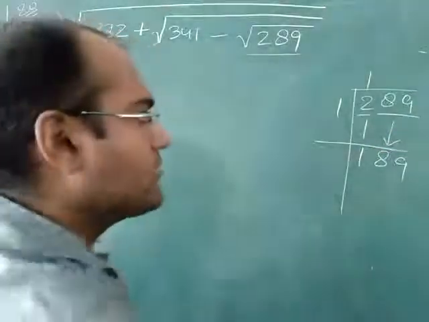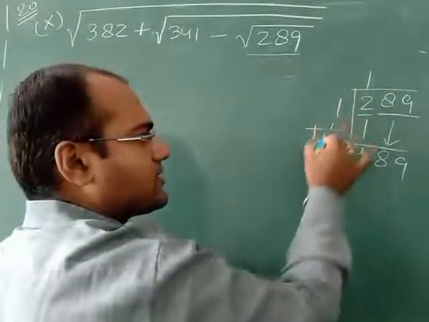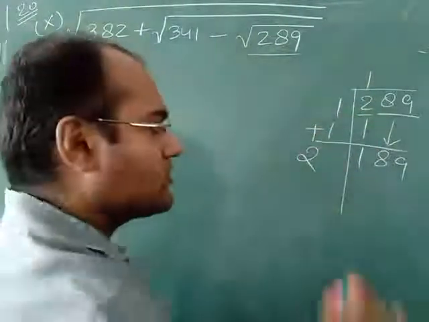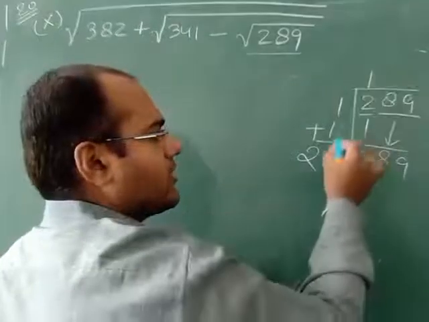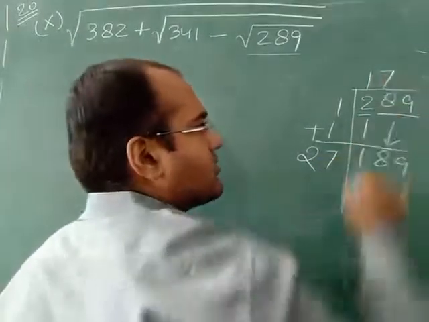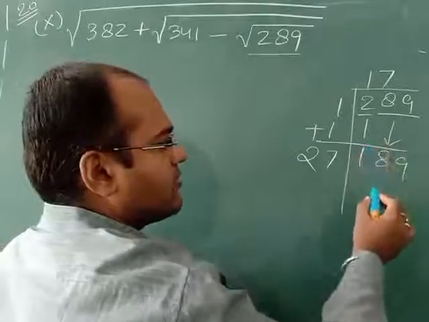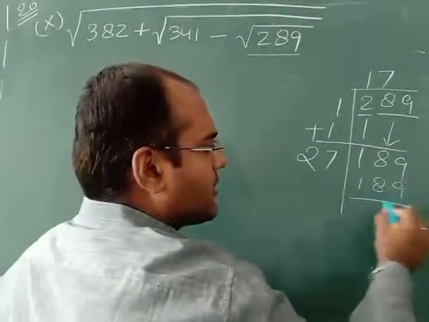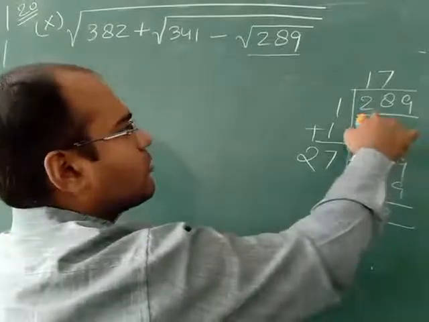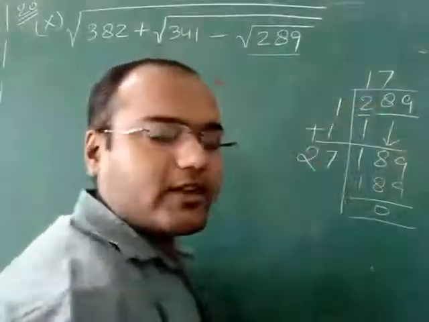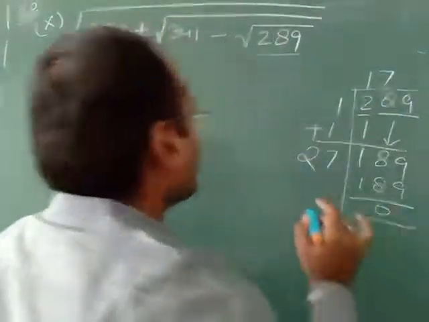Now what you have to do? This 1 we have to add. 1 plus 1 will become 2. Now the same number I have to write here also and here. If I write 7, then there also I have to write 7. So 27 times 7 is 189. Remainder 0. So square root of 289 we have calculated. Answer is 17.